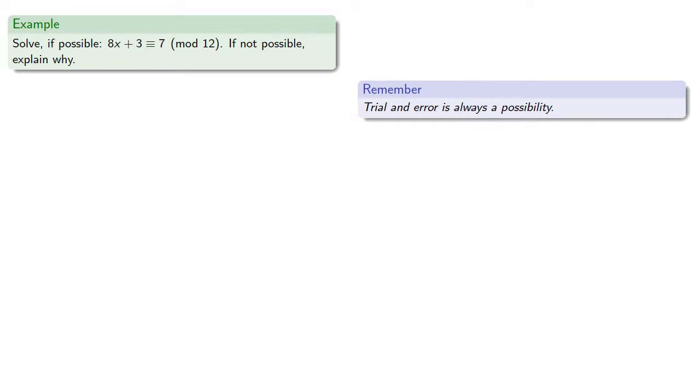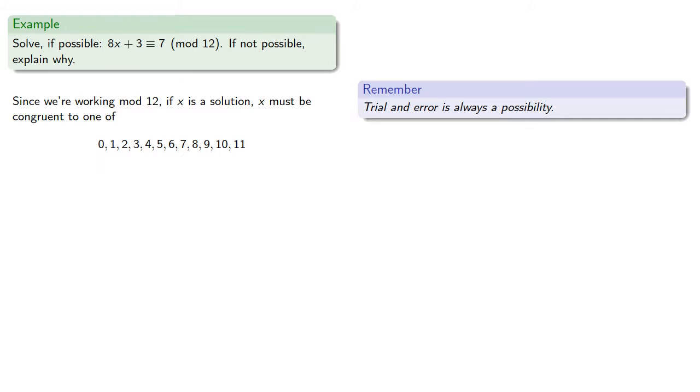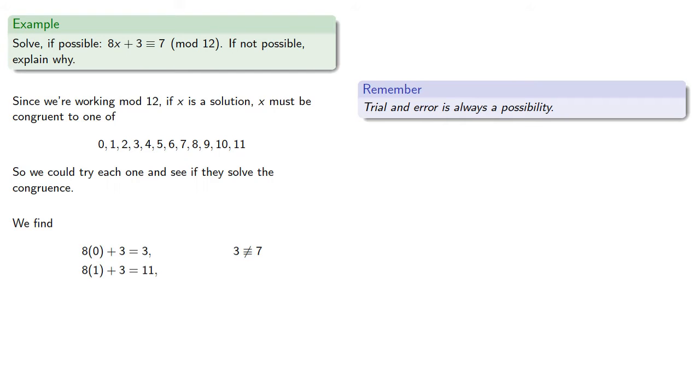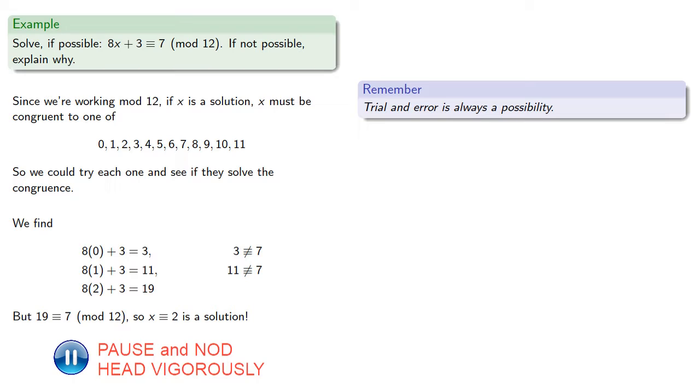So remember, trial and error is always a possibility, and since we're working mod 12, if x is a solution, it must be congruent to one of 0 through 11. So we could try each one and see if they solve the congruence. And so we find that if x is 0, 8 times 0 plus 3 is 3, which is not congruent to 7. 8 times 1 plus 3 is 11, which is not congruent to 7. 8 times 2 plus 3 is 19, but 19 is congruent to 7 mod 12, so x congruent to 2 is a solution.